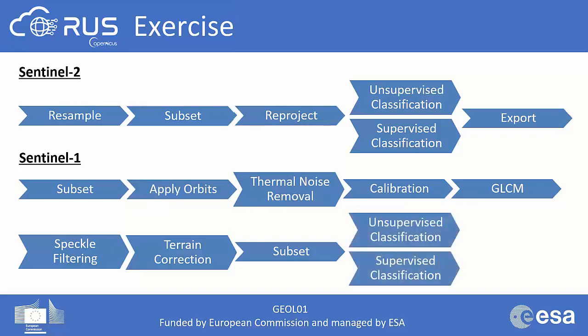Again, we will apply the unsupervised classification and the supervised. We will select k-means for the unsupervised in both images, and for the supervised we will select random forest. And finally, again, we will export the data in order to be able to insert it in QGIS and Google Earth and combine it with other data.